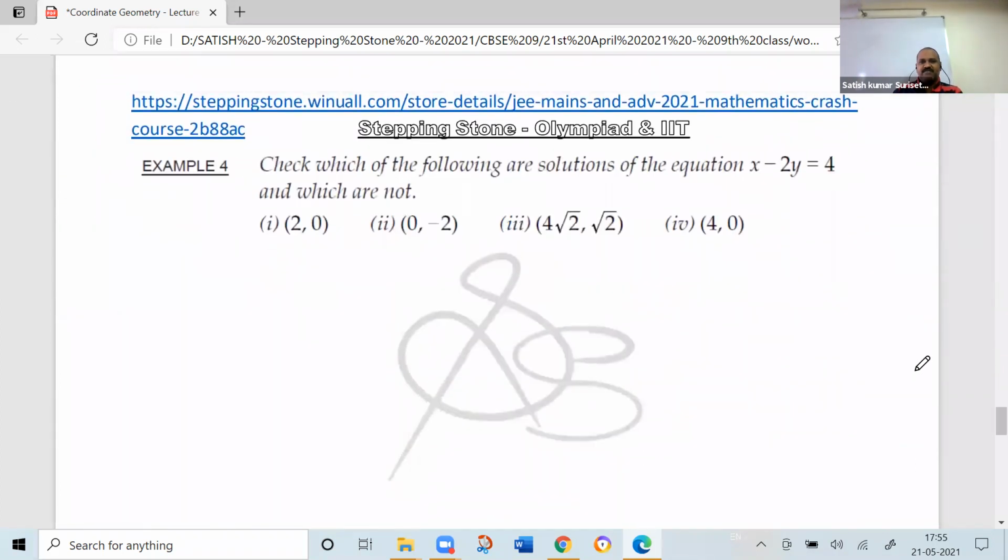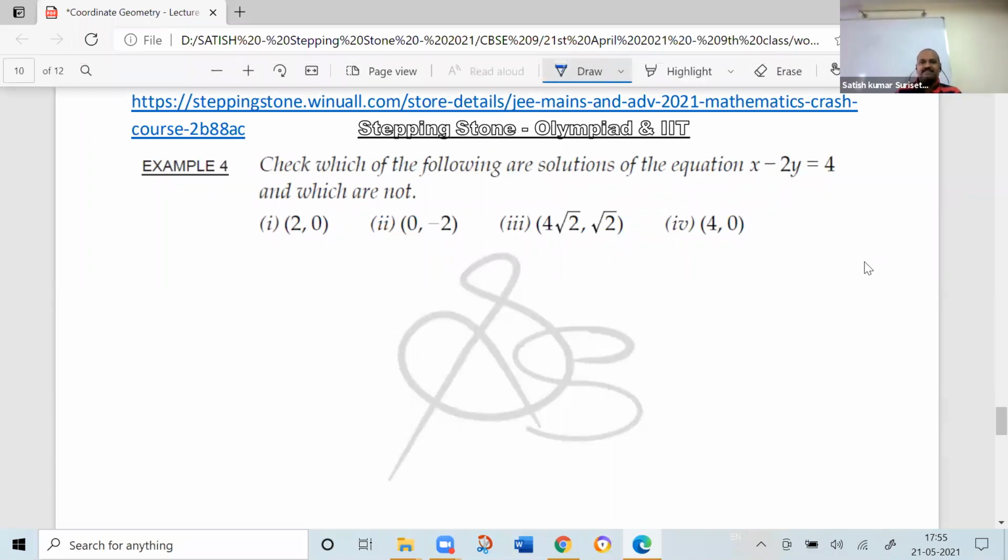Now, check which of the following are solutions of the equation x minus 2y equal to 4 and which are not. Now, tell me 2 comma 0. Does it satisfy the equation or not? No, sir. 0 comma minus 2. Yes, sir. Correct. Good.